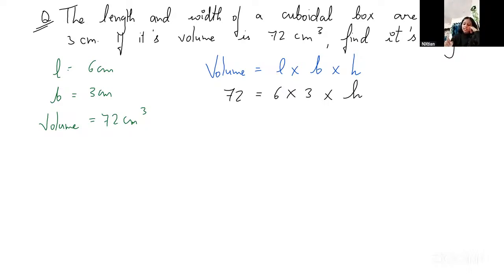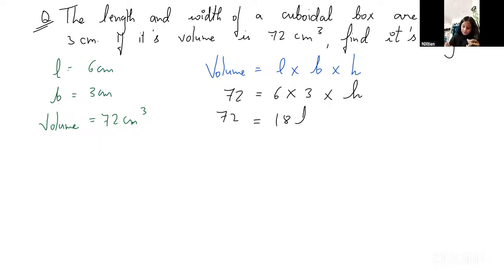What we will do? Multiply 6 and 3. 16, ma'am. H is 16, you're saying? Say again, Joshua. 17, ma'am. 6 times 3, I think. Not 17. First, we will multiply 72 is equal to 6 into 3, 18 into h.